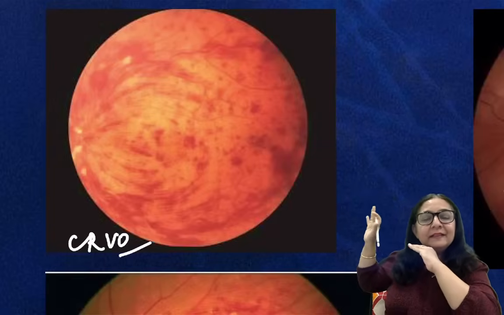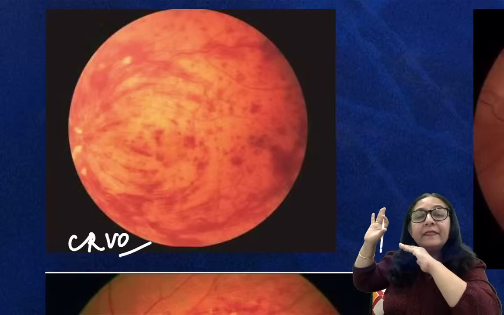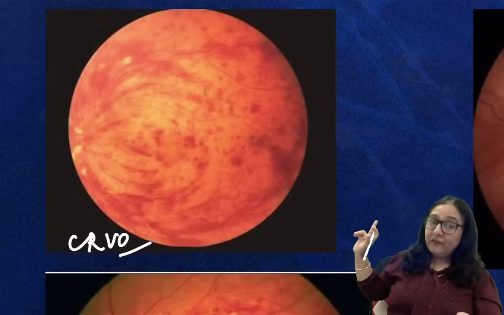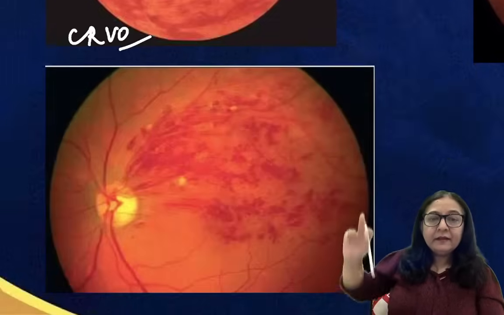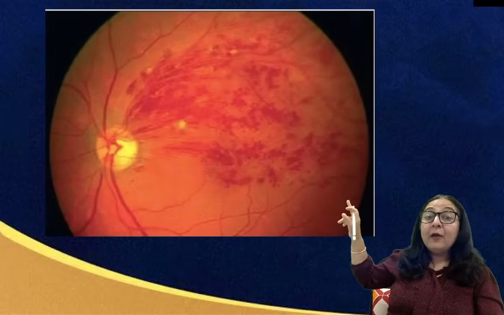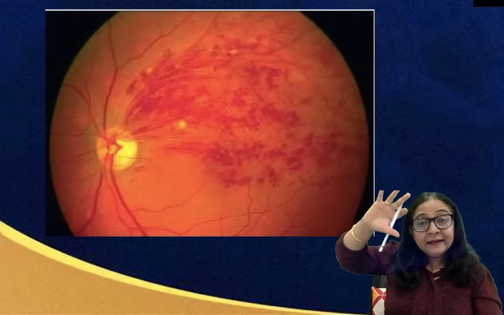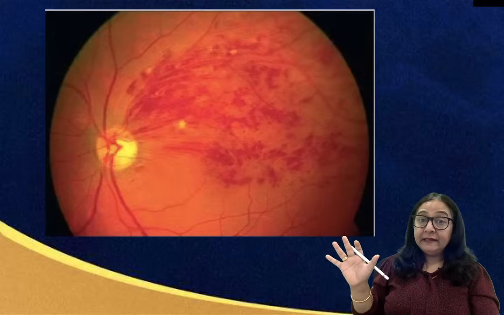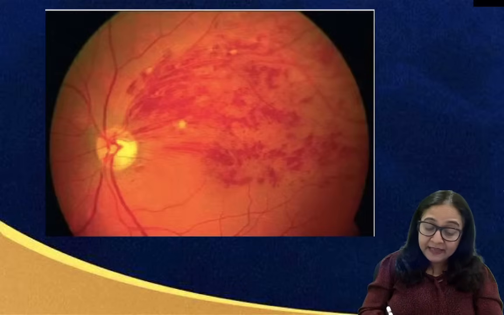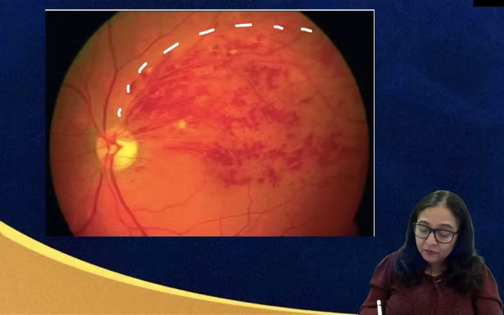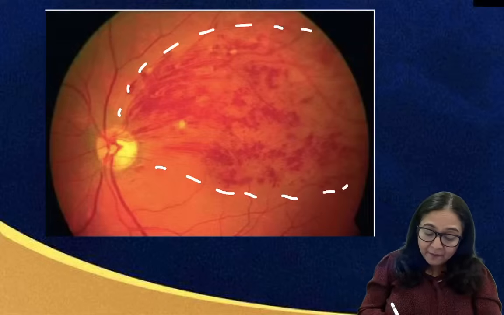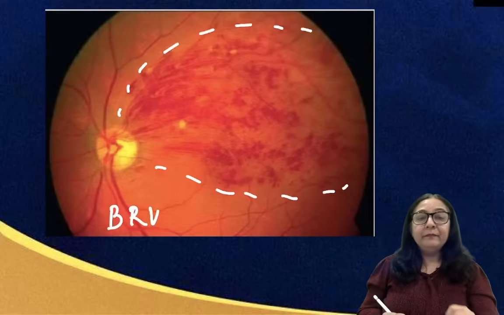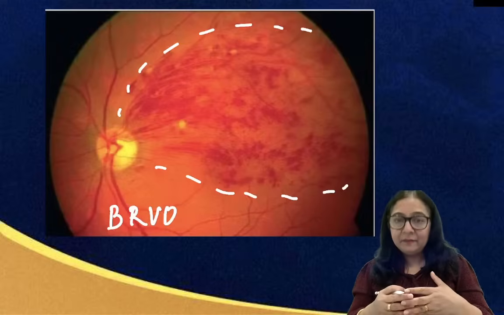So here you can see the blood spots, they are on the retina. So that will be central retinal vein occlusion. Moving to another fundus diagnosis. When multiple retinal hemorrhages are there, but they are limited to one segment of the retina, then it will be branch retinal vein occlusion, because just one branch vein is blocked.